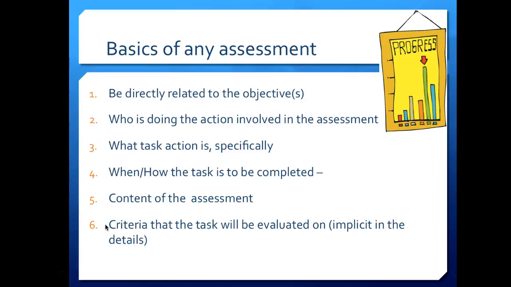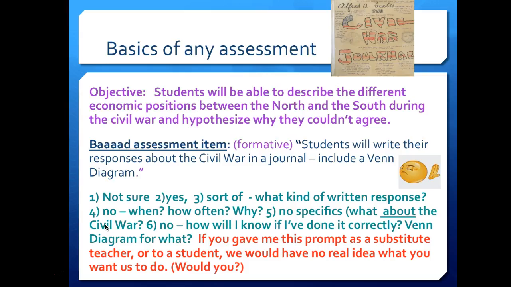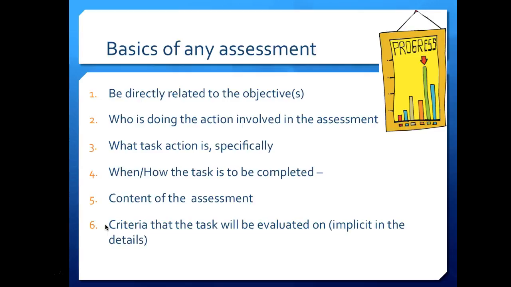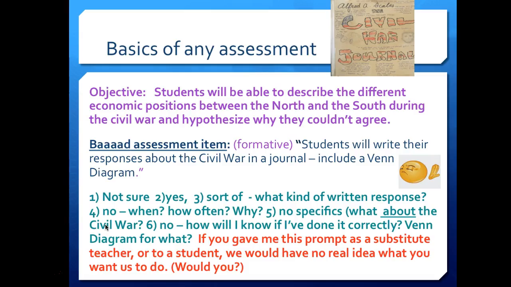Number five, the content of the assessment. No specifics about the Civil War. What about the Civil War? What are you asking? I think I need to work on my grammar on these slides. And the criteria of the task that will be evaluated. Number six, I have no idea if I've done it correctly. And what am I using the Venn diagram for?